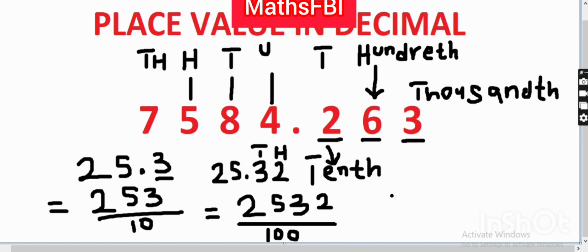Understanding the concept of place value helps us to understand decimal operations. So let's go further into solving decimal fractions, writing decimal fractions in decimals.